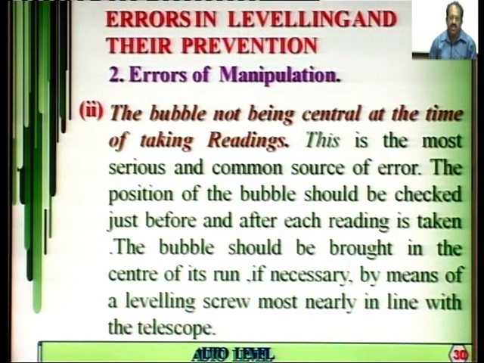Next is the bubble not being central at the time of taking readings. This is the most serious and common source of error. The position of the bubble should be checked just before and after each reading is taken. That is, we should check the leveling tube before and after each reading, whether the bubble is in the center or not. The bubble should be brought to the center of its run if necessary by means of a leveling screw most nearly in line with the telescope. So, we can keep the bubble in the center by using that screw.